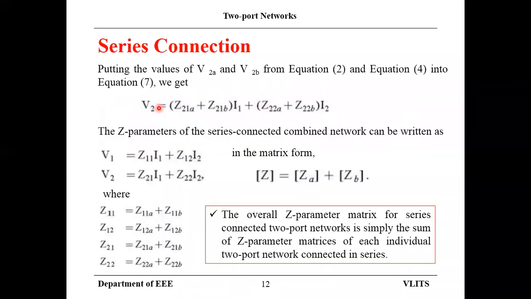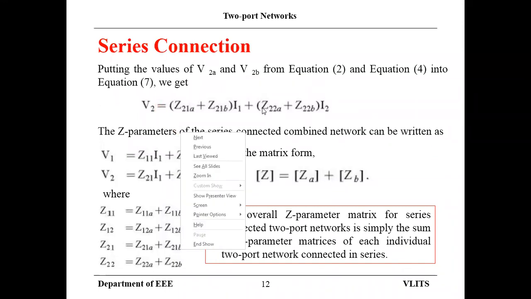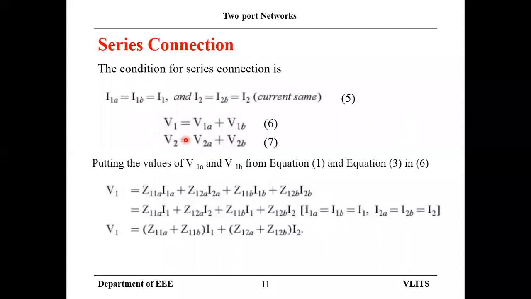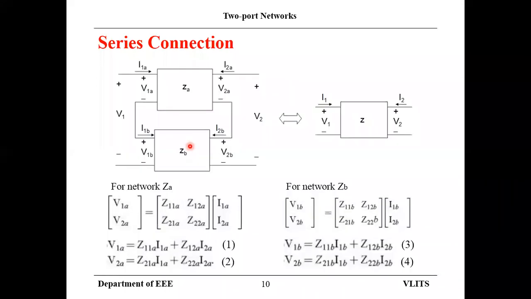In a similar fashion for the secondary side, I2A is equal to I2B is equal to I2, because these two are connected in series. In the series connection, the current flowing through the series elements is the same. But the voltage is not the same, because V1 is equal to V1A plus V1B.